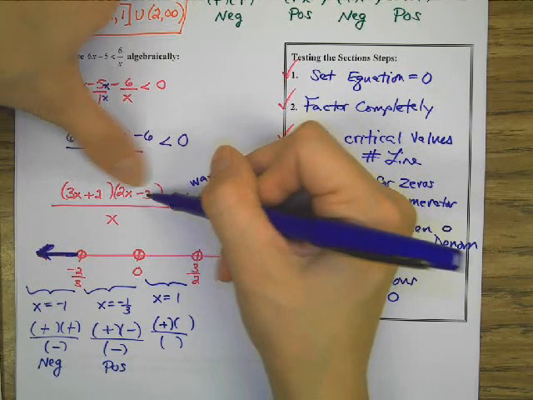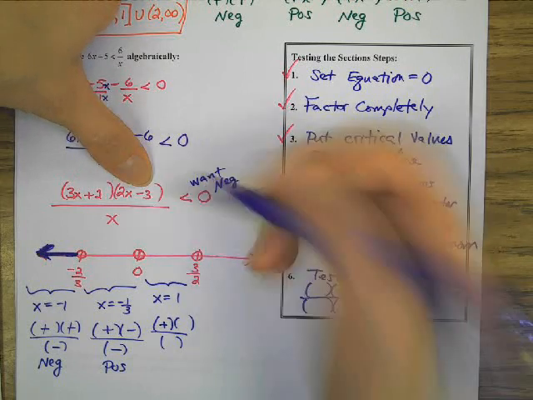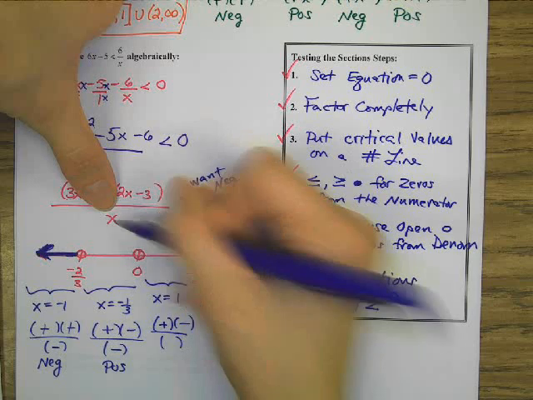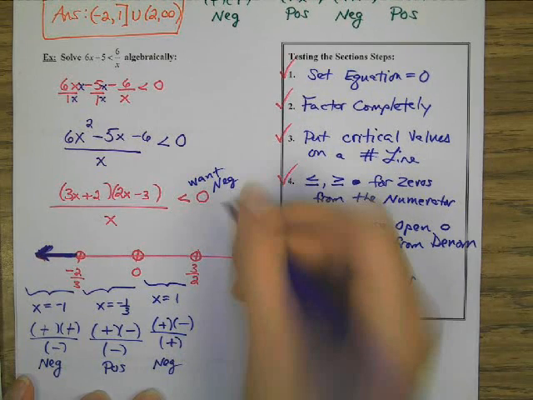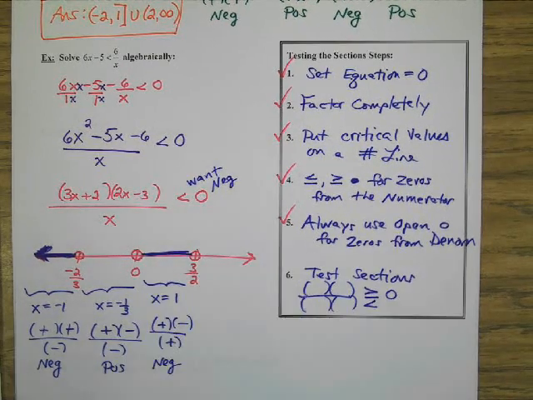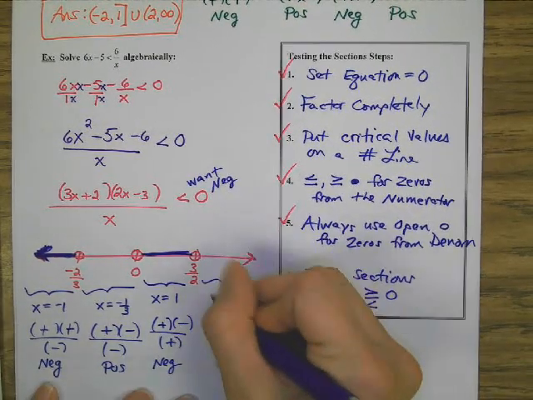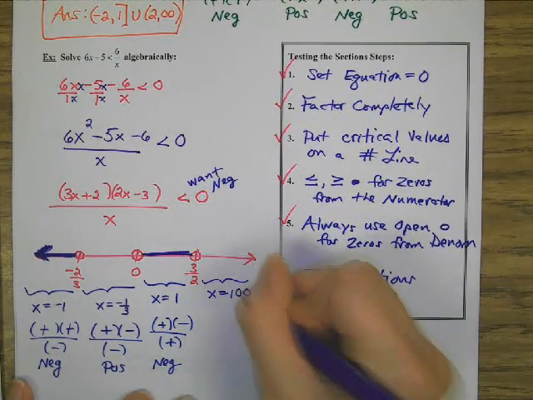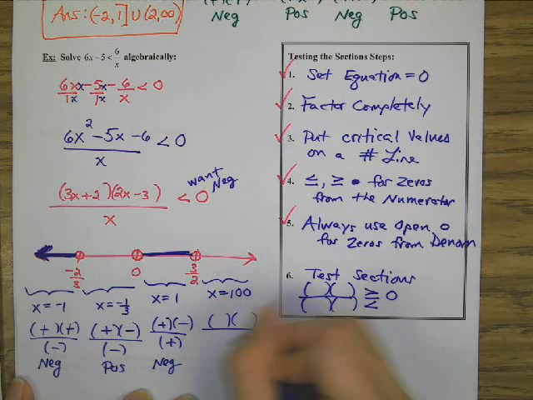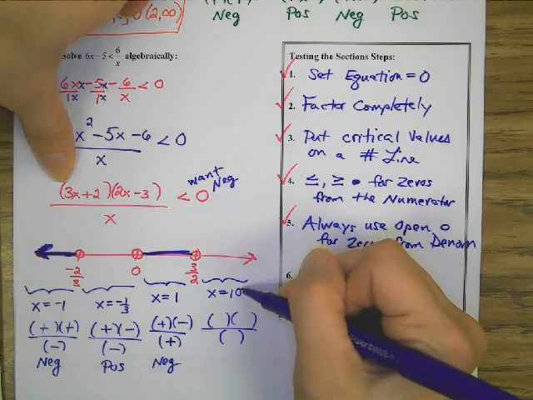And finally here, a number bigger than 1.5. Oh yeah, let's try 100. What's 300 plus 2 more? Positive. 200 minus 3, that's positive. Divided by a positive. Sometimes it's obvious if you go big. This section is positive, but that's not what we want.